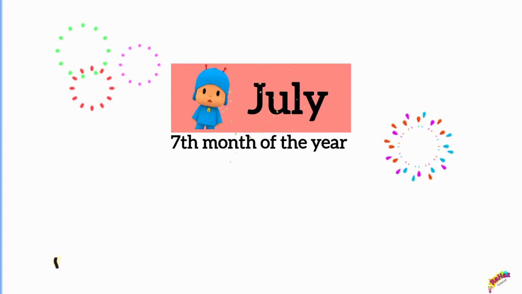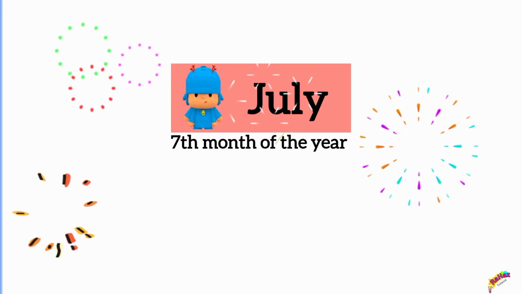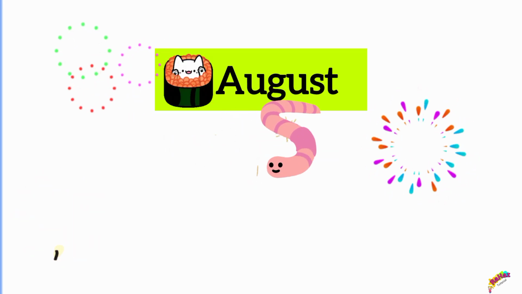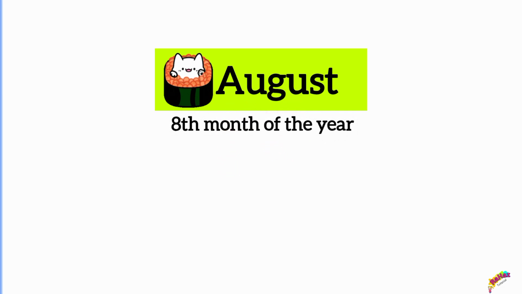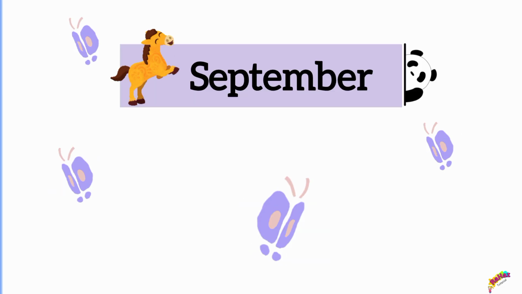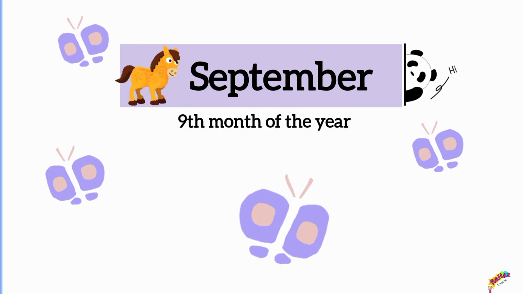July. July is the seventh month of the year. August. August is the eighth month of the year. September. September is the ninth month of the year.